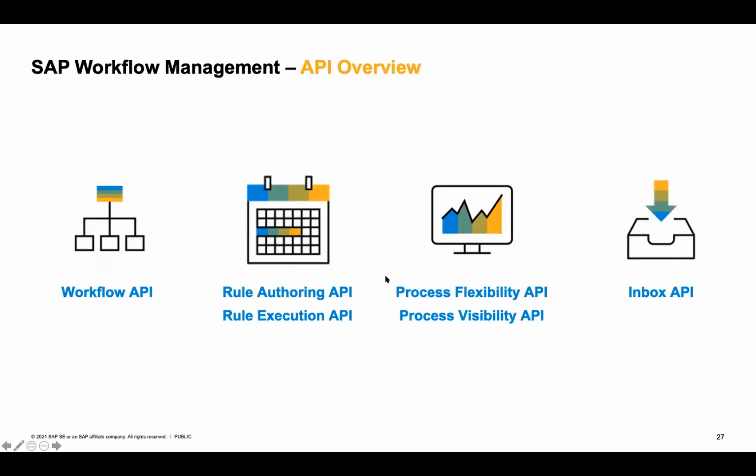Just quickly for the APIs, because I talked about it before. All of these different services can also be called and integrated using APIs. And I will show a small example for the workflow API. But you see, also for the rules, there are APIs for process flexibility and visibility and for the inbox.